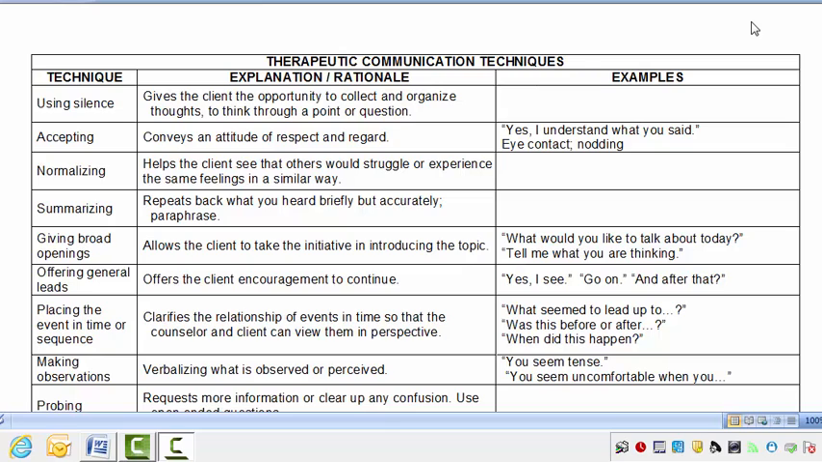So the next technique is called accepting, and very, very important. What the person wants more than anything else from you is that they feel understood. And so accepting, obviously, the opposite of that would be not accepting, or even a sense of judgment. That they're going to be afraid to tell you something because they're going to be afraid of what you are going to think about them.